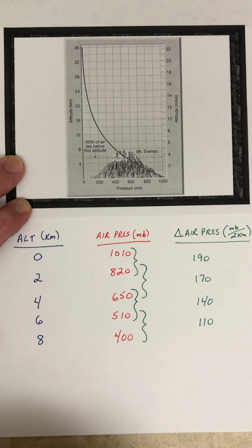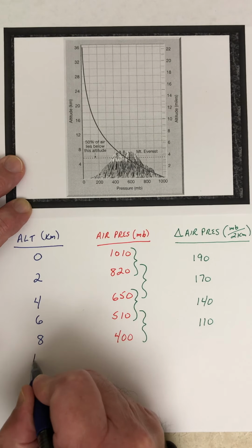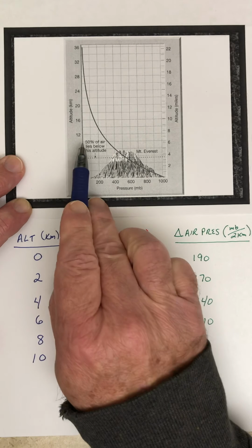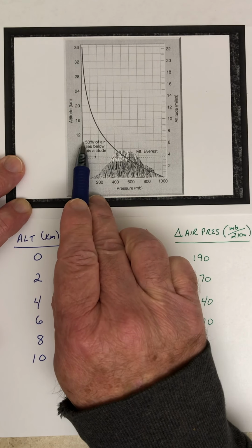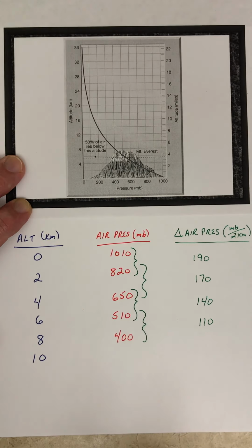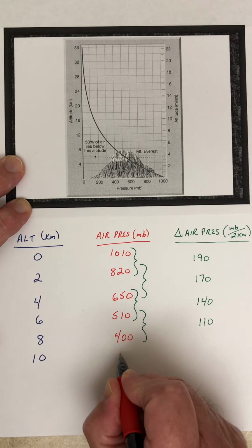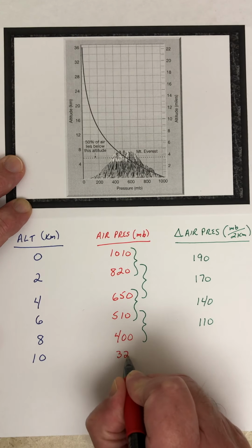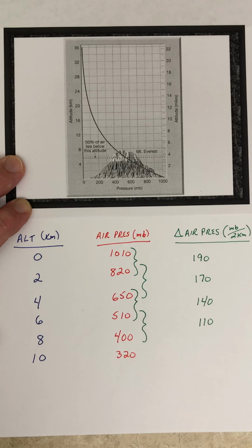Let's go up to 10 kilometers. If we start here at 10 kilometers, read over across to this line and bring it down, we notice that the air pressure at 10 kilometers is typically about 320 millibars.